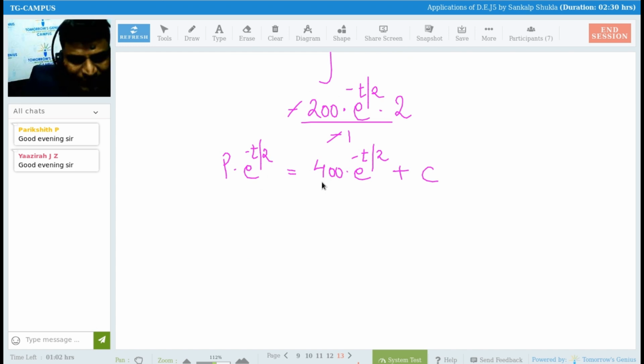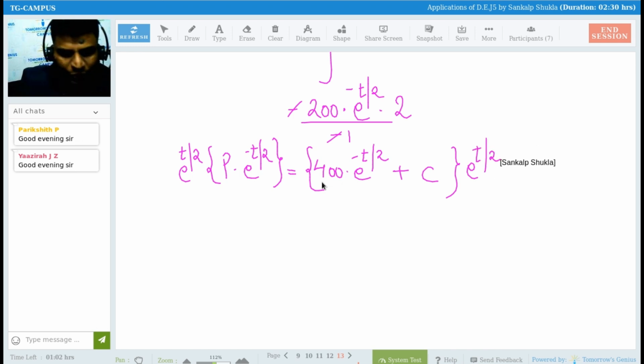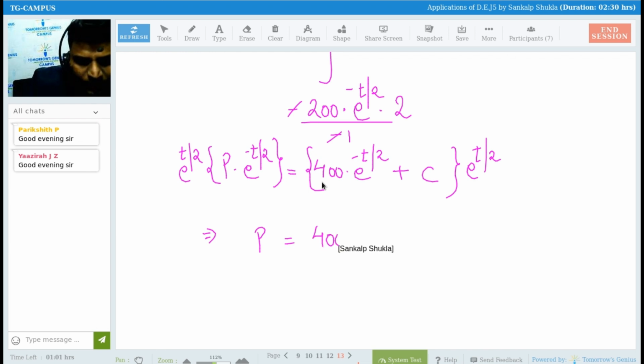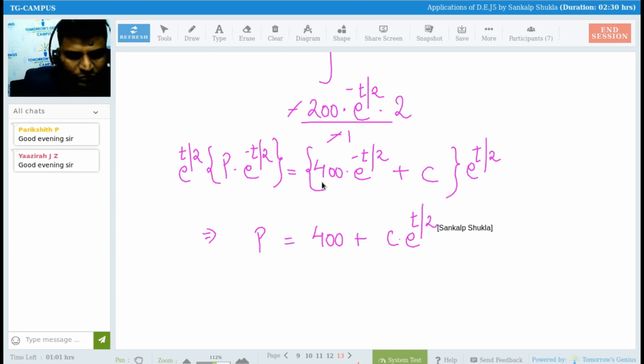So now can we just multiply this with e raised to the power t by 2? Multiply this and multiply this with e raised to the power t by 2. You all know why I am doing this. So p will be, because this will become e raised to the power minus t by 2 plus t by 2, that is 0, 1. And 400 plus c into e raised to the power t by 2. This is the answer.